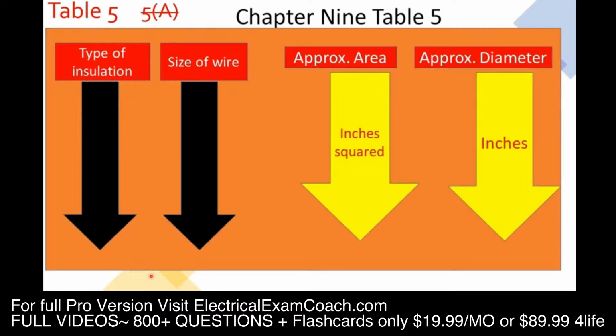So we're going to head here, and we're going to start on the left-hand side and find our type of insulation. Then we're going to cross over and find our wire size. Then we have to be careful here. We want to make sure that we're in the approximate area and that we're in the inches squared. We're not dealing with diameter for pipe fill, although there may be a time that you have a question that asks you for the diameter of a conductor. If that's the case, you would head here and it'll tell you the answer. But we're dealing with area when we're dealing with pipe fill.